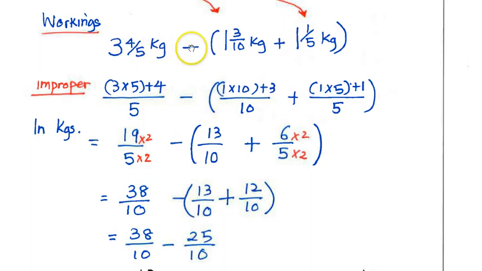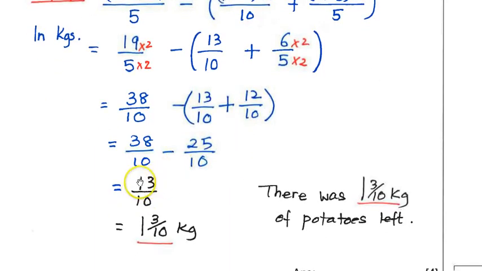First of all, change all of this into improper fractions. So 1 by 1, 3 times 5 plus 4, improper fraction. Now watch out, the denominators end up in 5, 10, and 5. All you have to do is change all the denominators into 10. To change this into a denominator of 10, you times 2 for both top and bottom. You get 12/10 over here, times 2, 38/10. 38/10 takes away 25/10, which is left with 13/10.